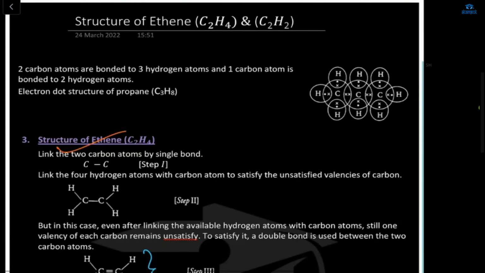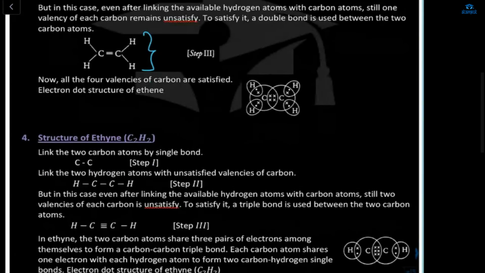Next, ethene. Got it? Now you got it, why we are using a double bond instead of a single bond. Safia, Rudra, Roshni, now you got it? Why are we using double and triple bonds? At least reply. Okay, nobody.